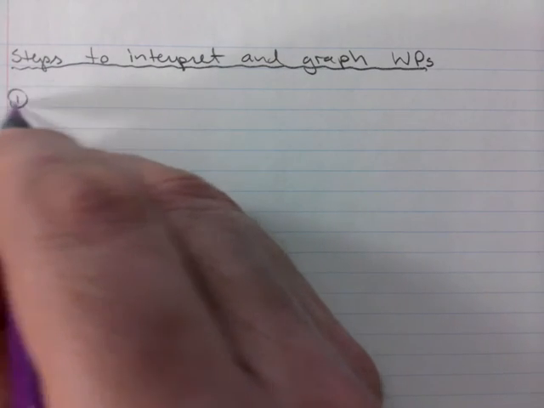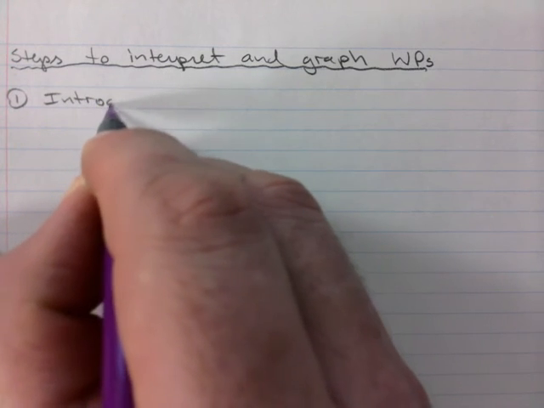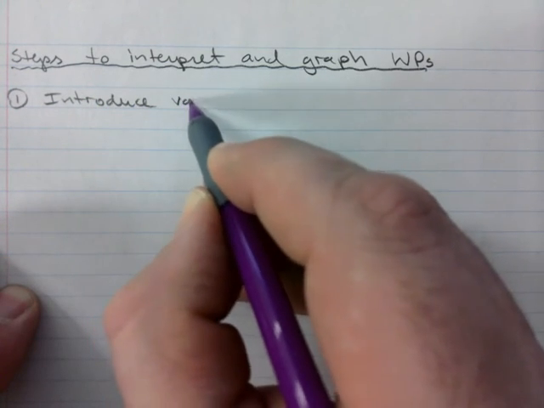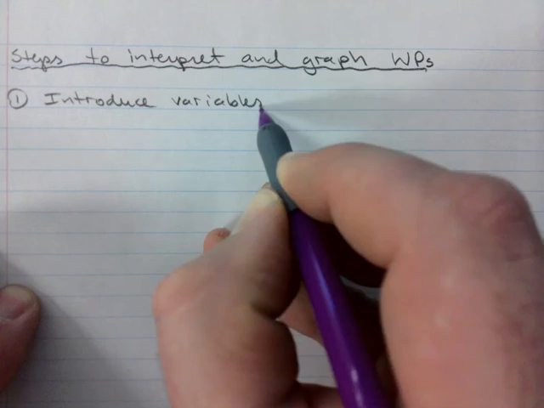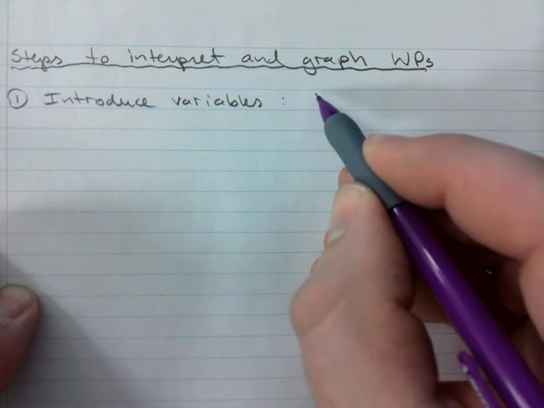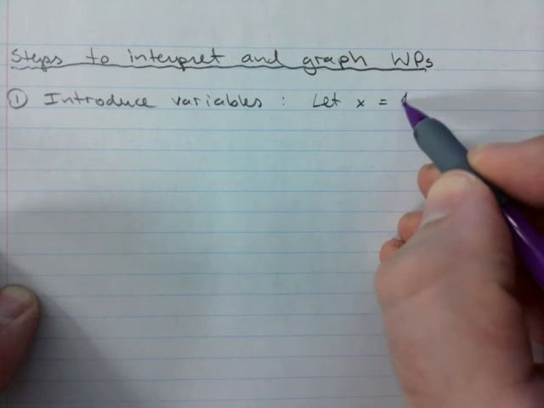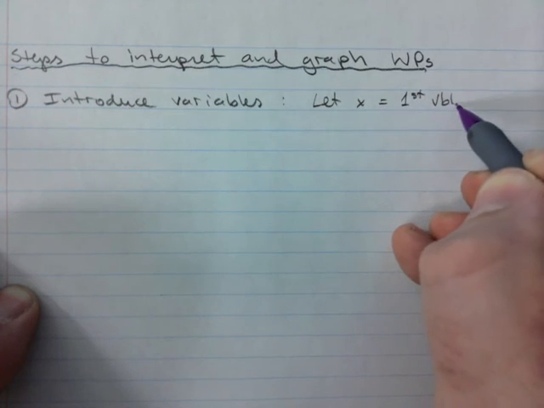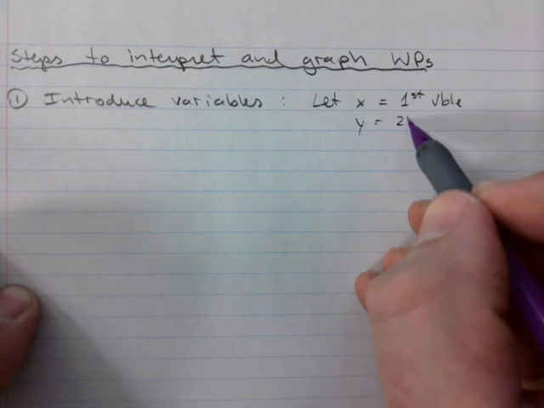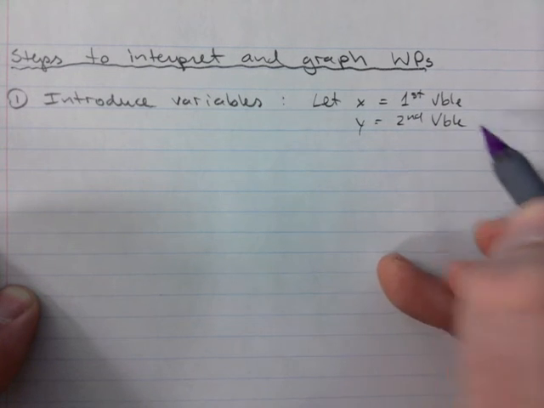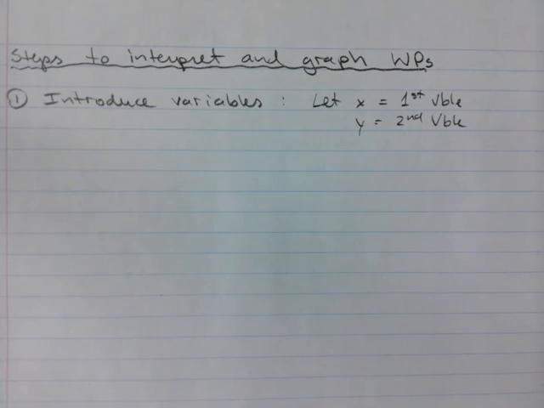Okay, so the first step is introduce variables. And by that I mean let x be the first variable, y be the second variable. You have to be specific. Sometimes students just say, let x be people. Write down the number of people, right? Let y be the number of hot dogs, right? Or something like that.